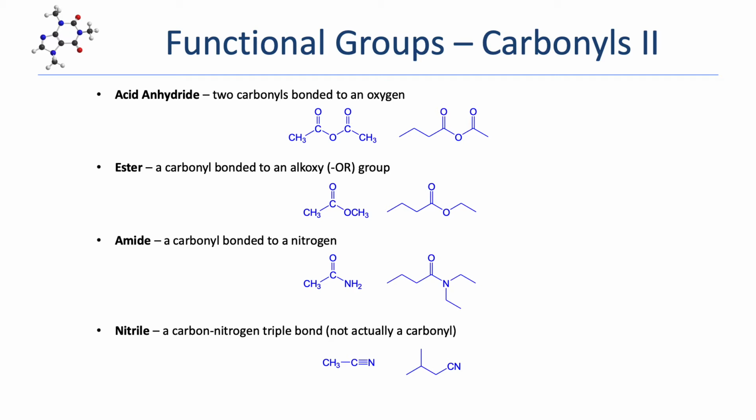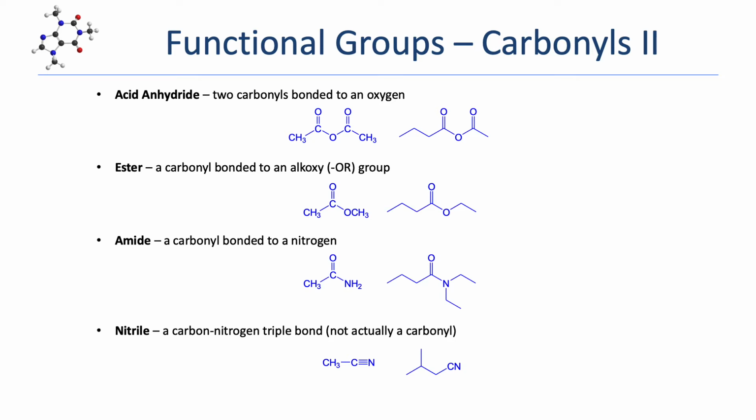Then we have esters. An ester is a carbonyl that is bonded to an alkoxy group. An alkoxy group is just O and then some kind of an alkyl group, often abbreviated as OR, where R just represents any alkyl group. So here I've got a few examples again. I got a Kekulé structure and then a skeletal structure of a couple of esters. Next we have amides. And an amide is a carbonyl that is attached to a nitrogen at the carbonyl carbon.